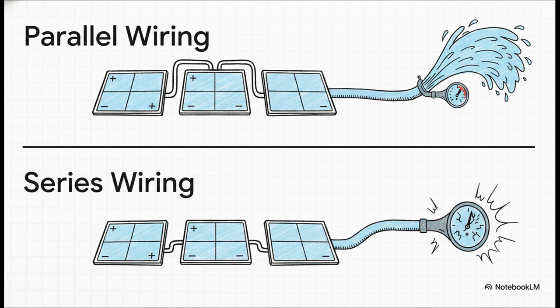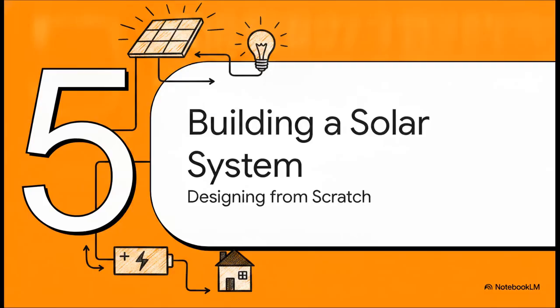However, if you wire them in series, which is daisy-chaining the positive of panel 1 to the negative of panel 2, your amperage stays identical, but your voltage increases. In that case, your pressure multiplies. All right, the theory is set.